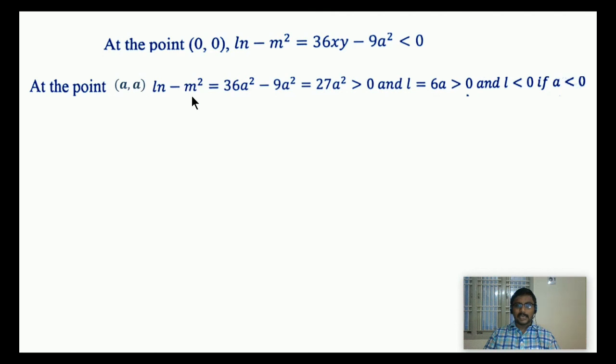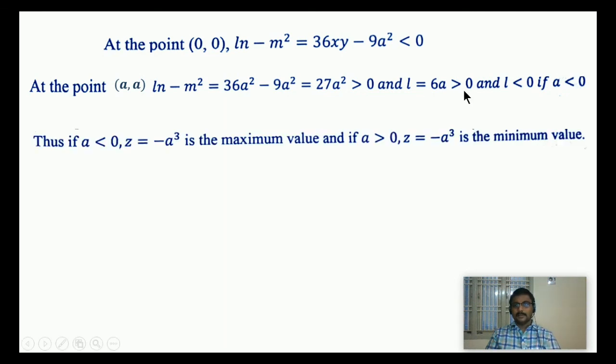Now at the point (a, a), LN minus M square, putting x as a and y as a, we will have 36a square minus 9a square, which is 27a square. Clearly the quantity 27a square is positive, whether a is positive or negative, 27a square is always positive. L is equal to 6a, and L is negative if a is less than 0. For a positive, L equal to 6a is positive. For a negative, L equal to 6a is negative. The sign of L depends upon a: a positive, then L is positive; a negative, then L is negative.